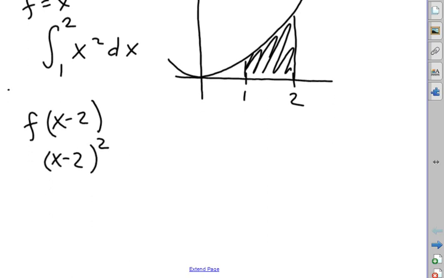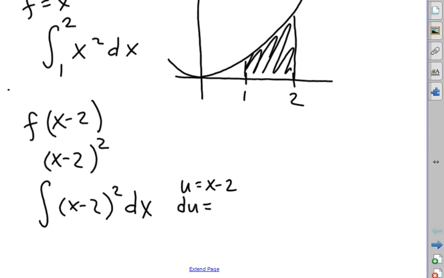If I want to take the integral of x minus 2 squared, obviously I can do this without substitution. You could simply say x minus 2 times x minus 2. But let's think of this from a u-substitution standpoint. That is, u would equal x minus 2, and then du would equal dx. So this would look like the integral of u squared du.